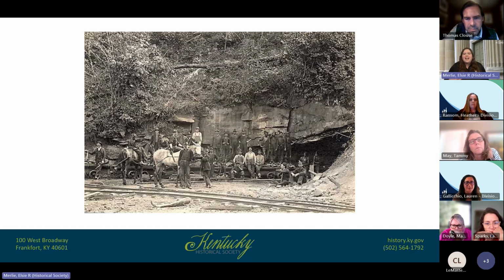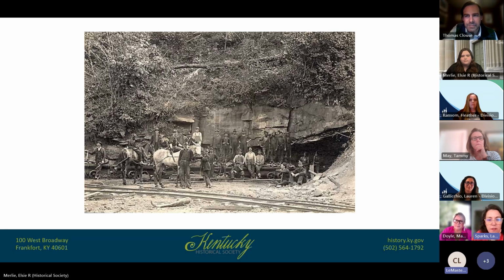All right, so as I ask these questions, please feel free to unmute yourself or even respond in the chat. But the more you unmute yourself and participate, the more we're going to get from this experience. So what's going on in this picture? It looks like these guys are about to go into the mine, or they've just come out of the mine. What do you see that makes you say that?